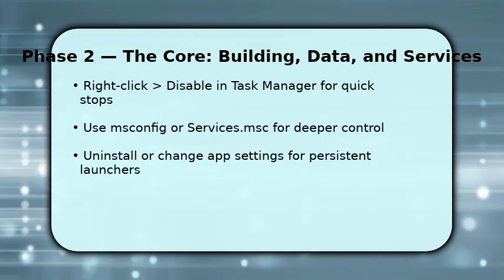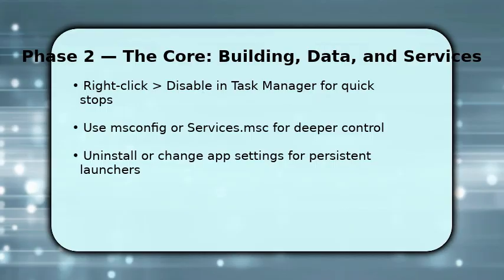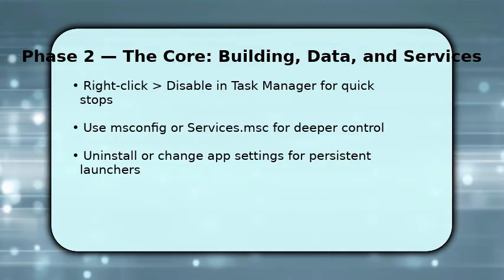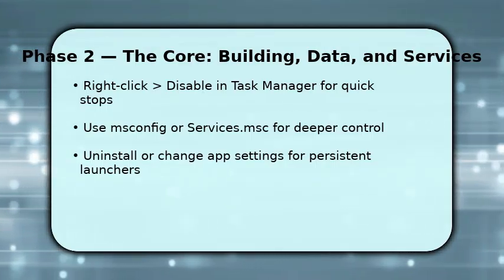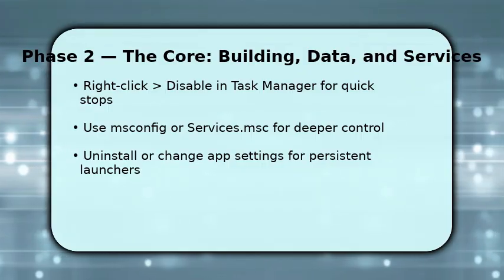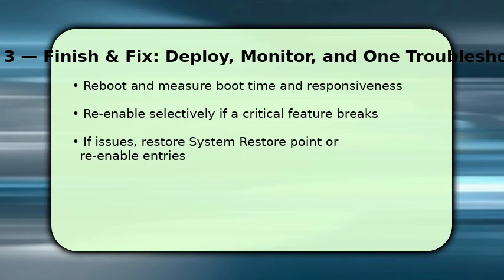Take it slow. Disable a few items, reboot, and confirm system stability. Finish by rebooting and measuring improvements in boot time and responsiveness. You should notice fewer background processes. If something stops working, re-enable that specific item rather than reactivating everything.